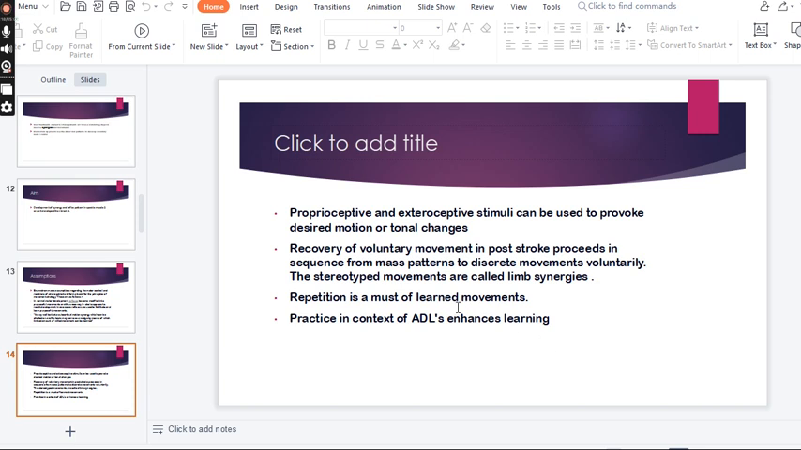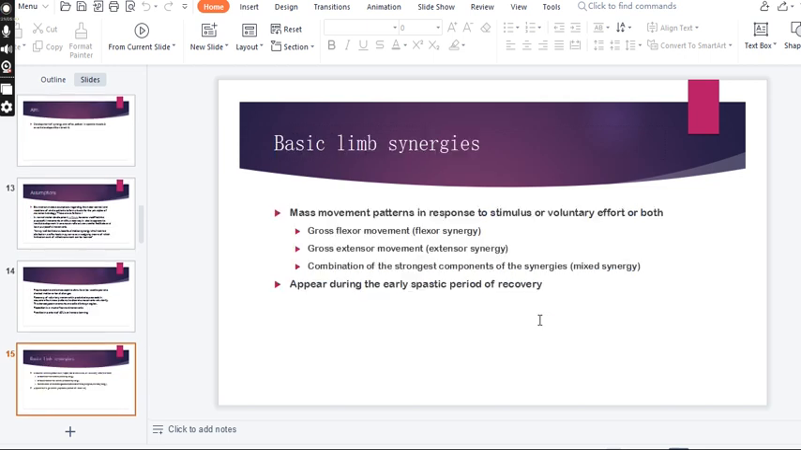Repetition is a must to learn movement. Practice in the context of ADLs enhances learning. In our upcoming video, we will discuss the basic limb synergies, which may be flexor synergies, extensor or mixed synergies, when your body after flaccidity becomes spastic and adopts the pattern. It appears during the early spastic period of recovery: mass movement patterns in response to stimulus or voluntary effort.